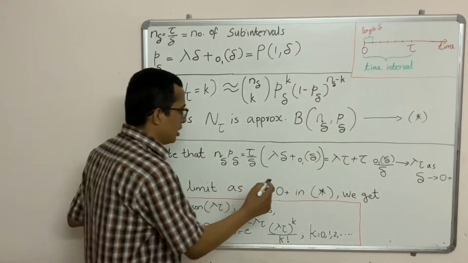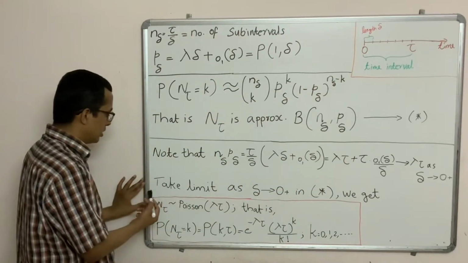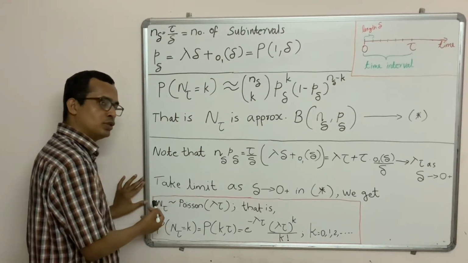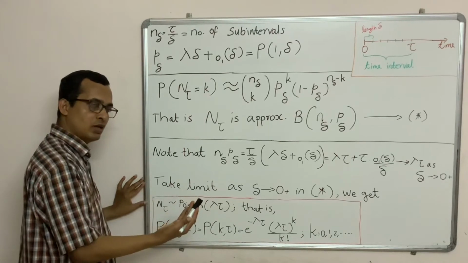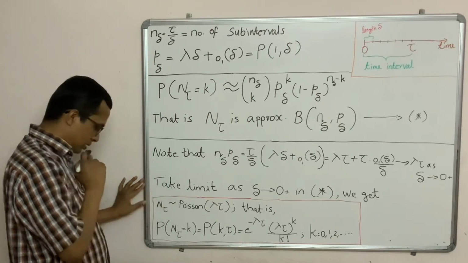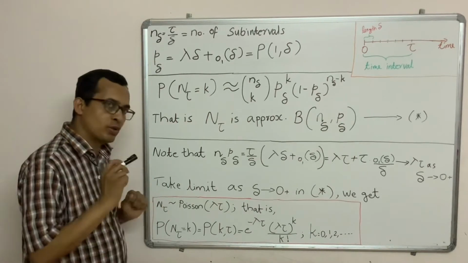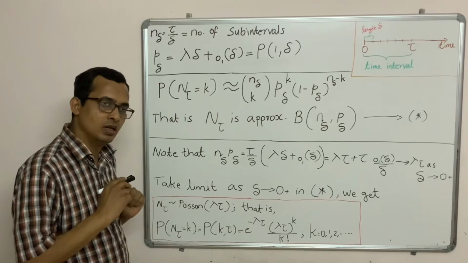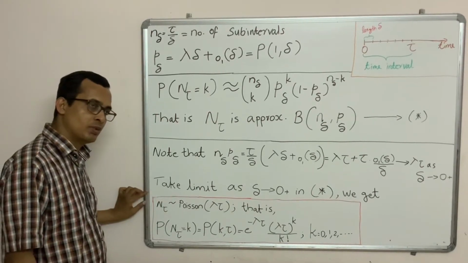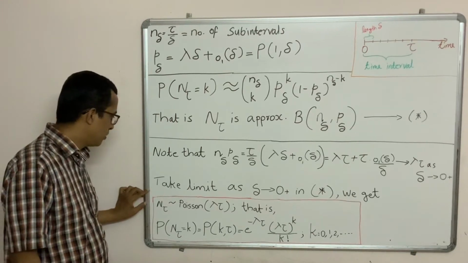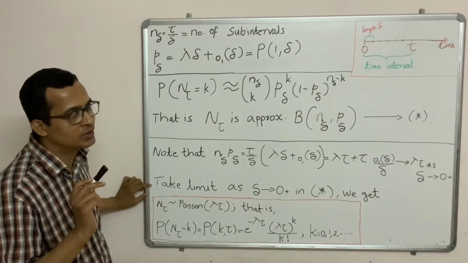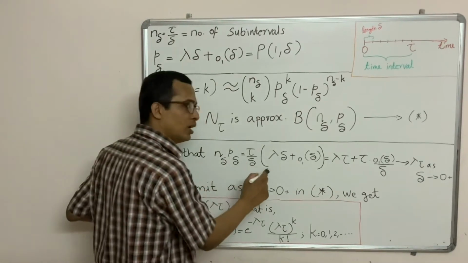So as delta tends to 0, the mean of the binomial, n delta times p delta, converges to lambda tau. Tau is fixed here, a fixed interval length. So we can use, if you recall, the Poisson approximation to the binomial we have seen. For that we need one condition, and this condition is satisfied here. The product of the number of trials and the success probability should converge to some fixed number lambda. Here it is lambda times tau.